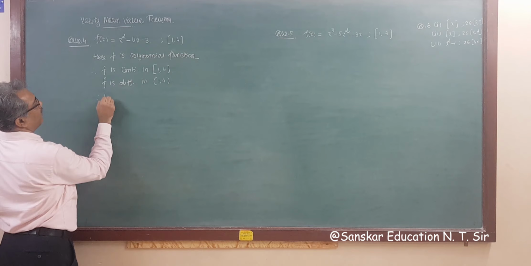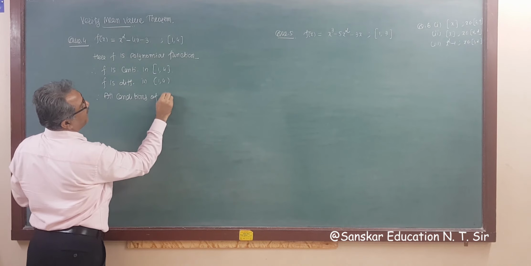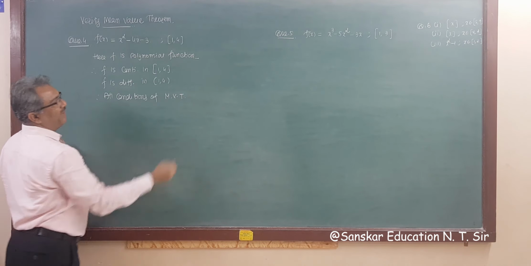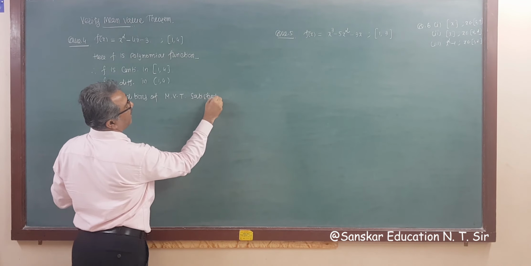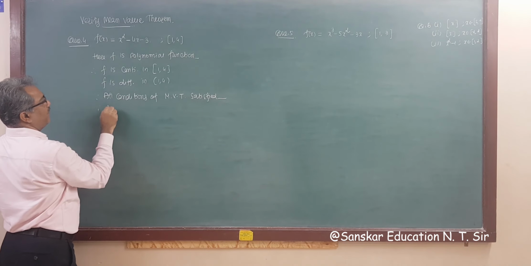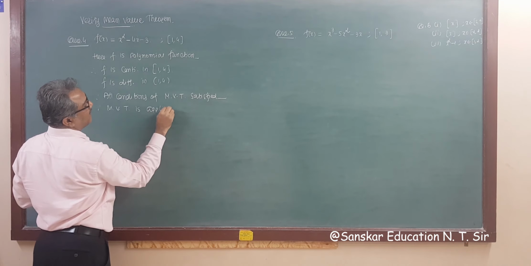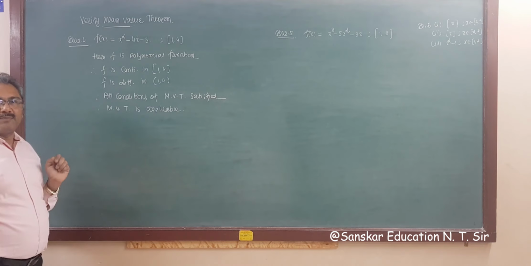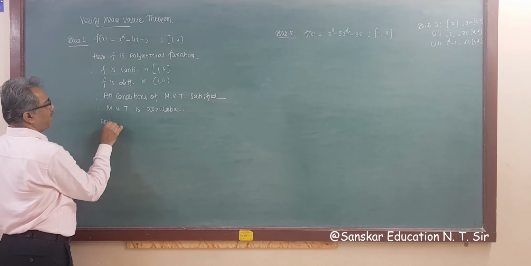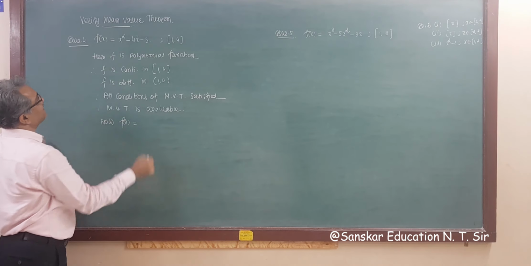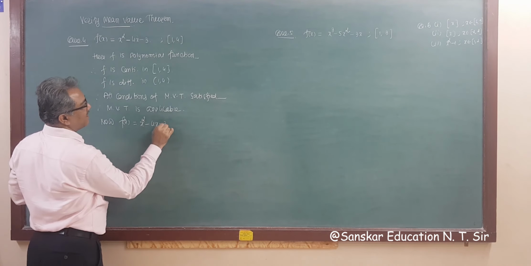So therefore all conditions of mean value theorem, I am writing MVT, mean value theorem, are satisfied, right? So therefore mean value theorem is applicable. So what you require now, f dash x, f(x), right? So now f(x) is equal to, what is given? f(x) is given x square minus 4x minus 3. So x square minus 4x minus 3.